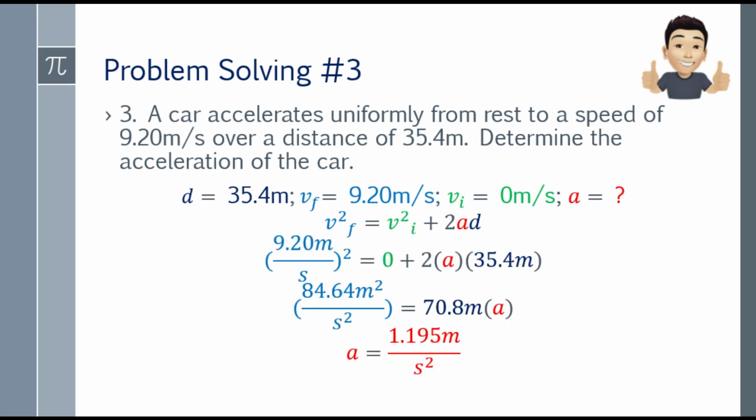So that will be, final velocity is 9.2 meters per second. So, i-square ko yan, that will be 84.64 meters square per second square. Sa kanang equation naman, we have the initial velocity square. So, that will be 0. So, 0, square mo yon 0 pa rin. So, alamin na lang natin yung 2AD. 2 times acceleration times the displacement, which is 35.4 meters. So, that will be 70.8 meters times the acceleration. Ngayon, isolate natin yung acceleration, divide both sides by 70.8, and the acceleration will be 1.9195 meters per second square.